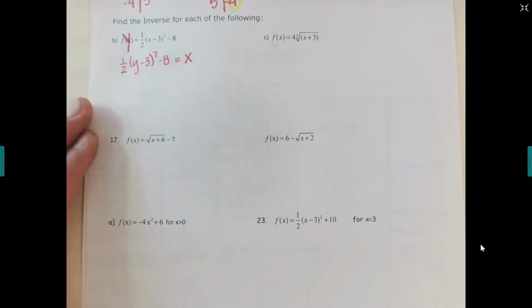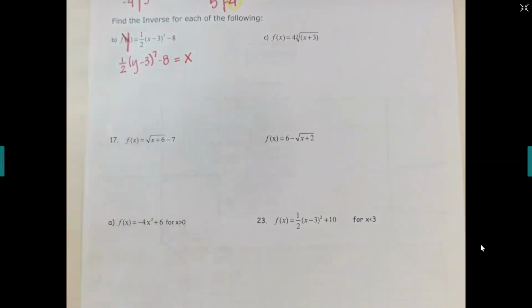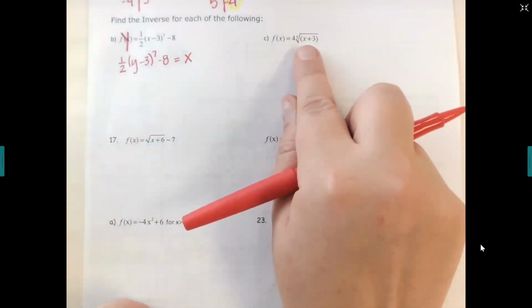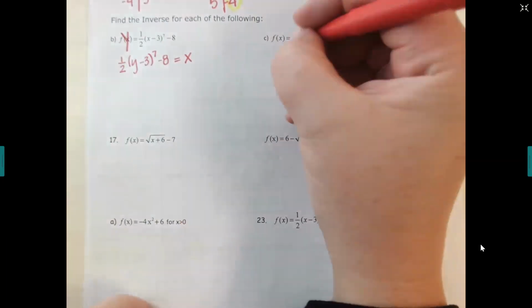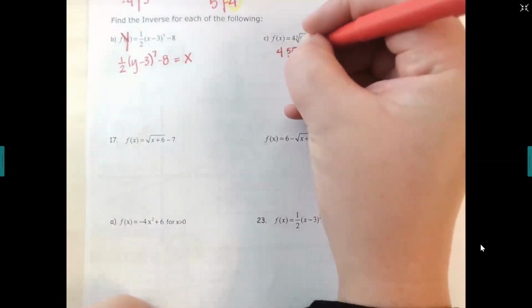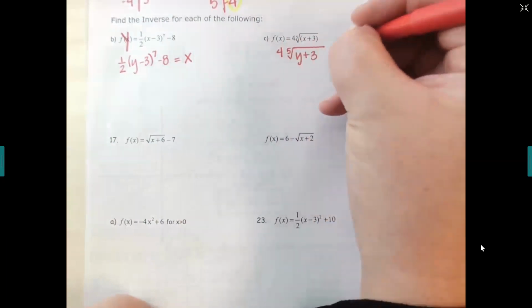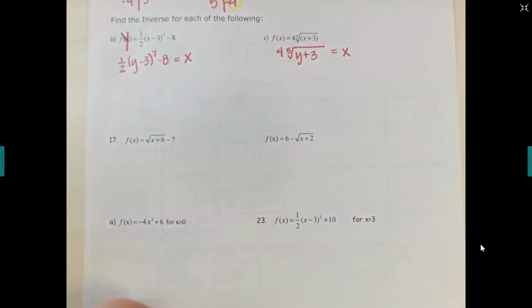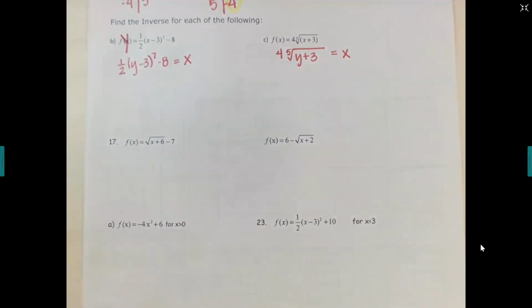Okay. What will I do first? Actually, maybe I want to do the one next to it instead. We could do either one, but this one's actually a little bit harder, so let's do this one instead. So it'll be 4 5th root. X plus 3 is now a Y plus 3, and then equals X. Okay, so you can go back and do that first one.